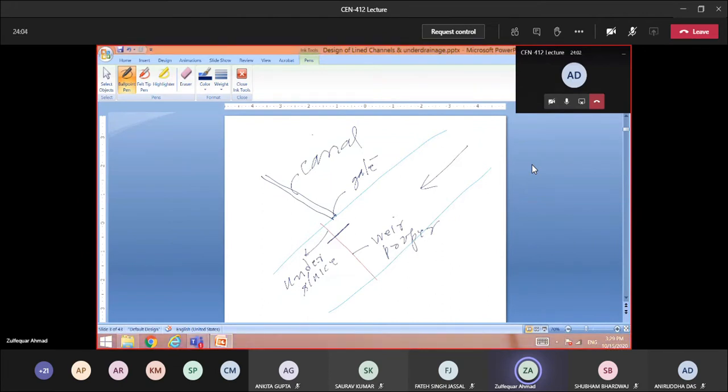Okay, so here the gate that is being provided is regulating the flow in the canal. I mean, whatever water is coming in the river, a part of that is diverted into the canal, right? So you have to provide a gate here. Now I will draw this section. This is the section XX.